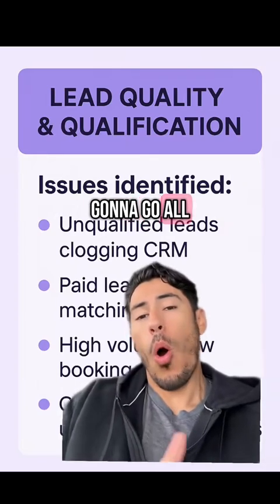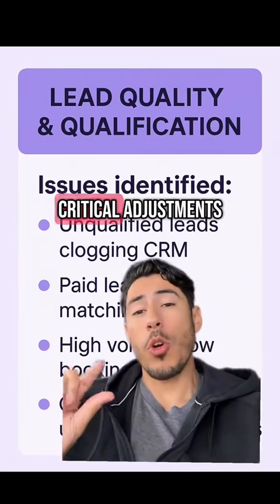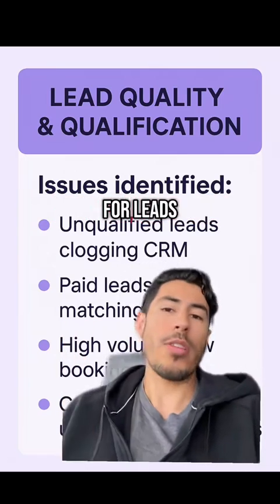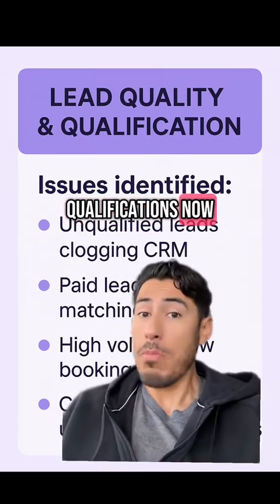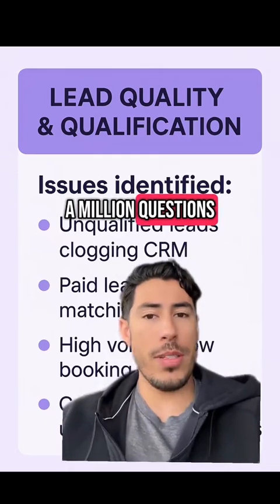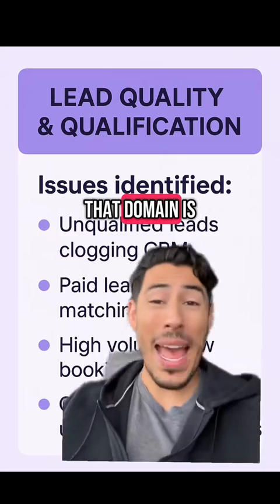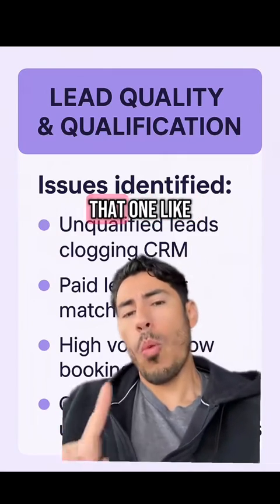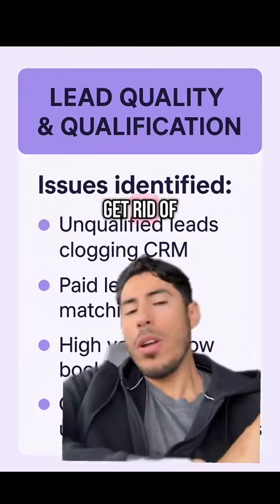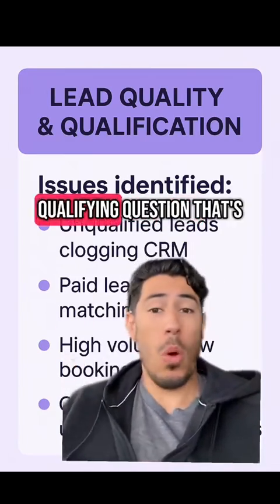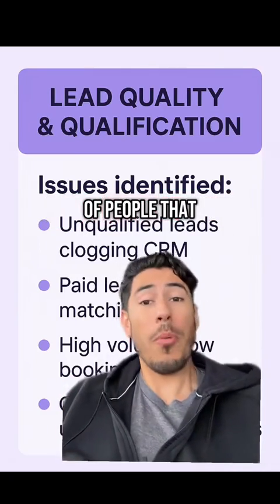Step 1. You're going to go all the way back to your form. You're going to look at your landing page form, your opt-in form, and you're going to make some critical adjustments. Yes, you're desperate for leads. Yes, you're desperate for business. That doesn't mean you change your qualifications. Now, it does mean you don't have a million questions. Try to focus on one question in your form. Revenue, domain, is there a license? What is that one qualifying question that would actually make a big difference? Get rid of all the other stuff. You want name, you want email, qualifying question. That's it. Every form field you add reduces the percentage of people that will actually submit it.